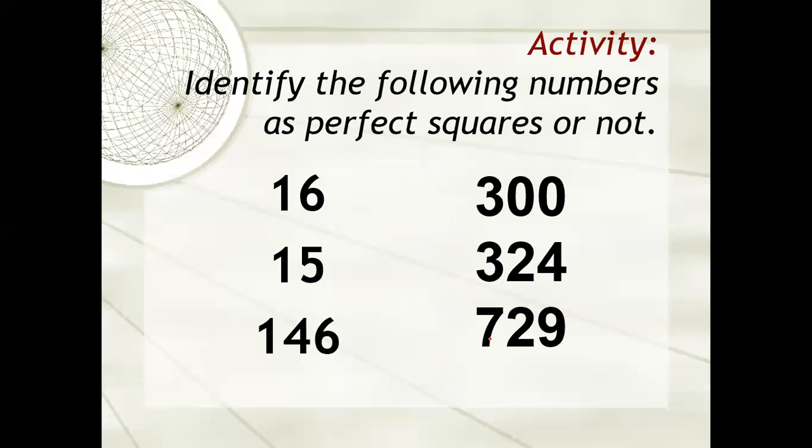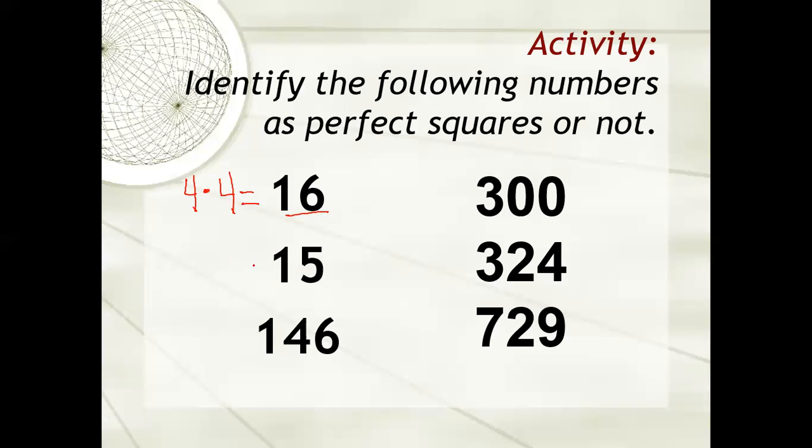Next, for our short activity, let us identify if the following numbers are perfect squares or not. 16. Is 16 a perfect square? Yes, very good. Why? Because we can think of a factor of 16 that when you multiply it by itself once, it will lead you to a product of 16. And that is 4 times 4. Therefore, 16 is a perfect square number.